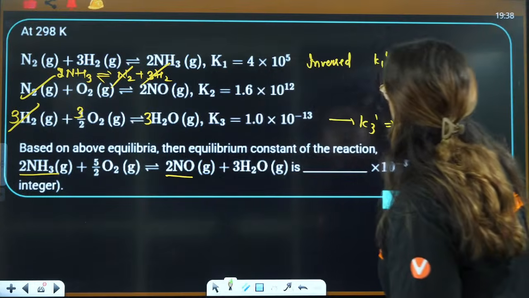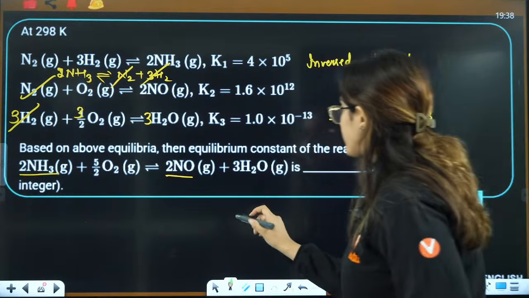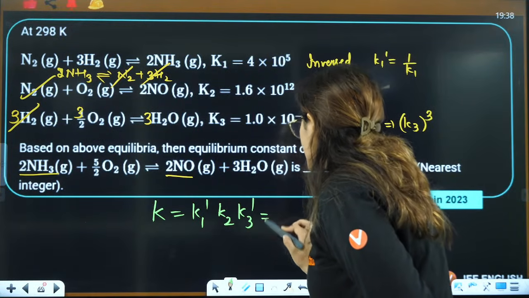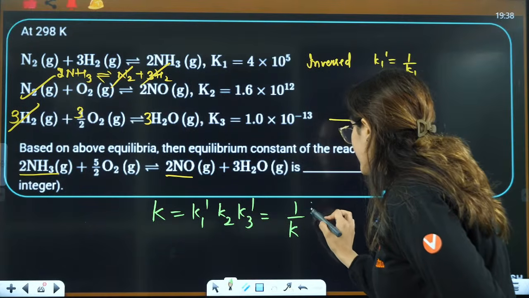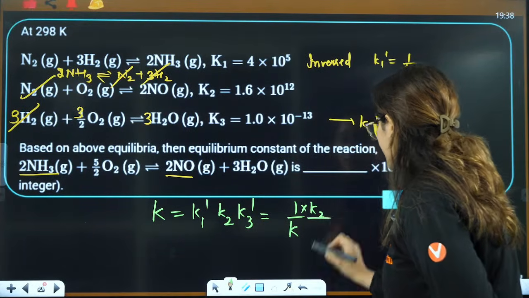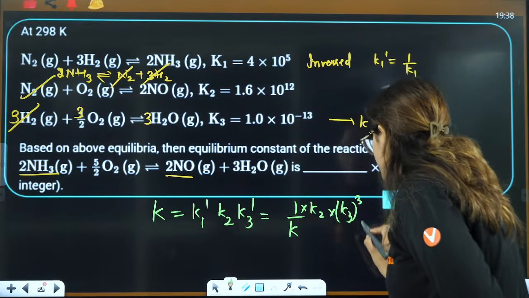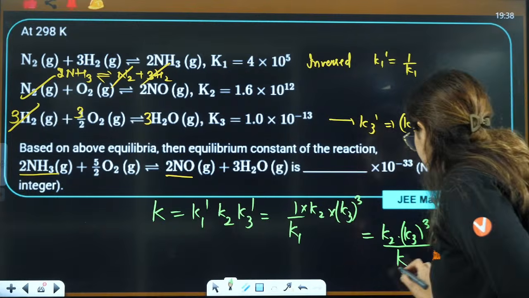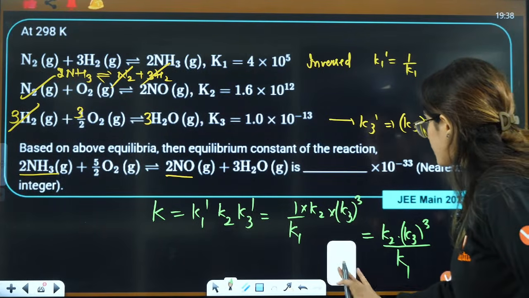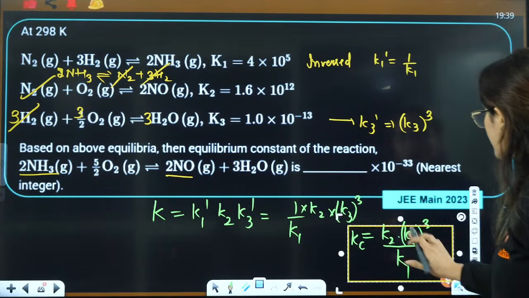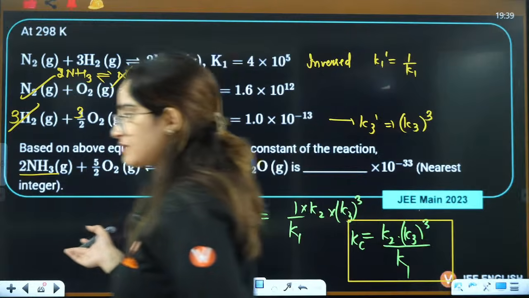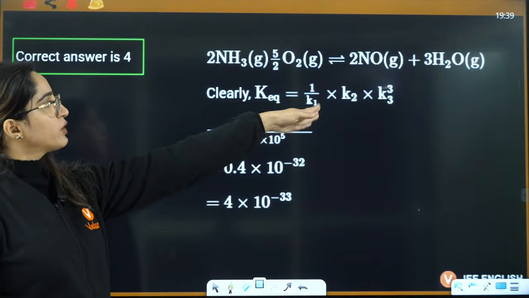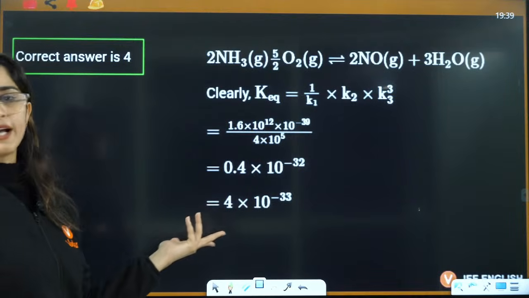So we just need to add K1 dash, K2 and this. So the new K is equal to K1 dash multiplied by K2 multiplied by K3 dash. K1 dash is 1 by K1, K2 is K2 only, and K3 dash is nothing but K3 cube. So it will be K2 into K3 cube divided by K1. That is the new K that you have. So you can say Kc is equal to this. Now you just have to put all the values and get the answer. So K is equal to K2 into K3 cube by K1. Put all the values and you will get your answer.